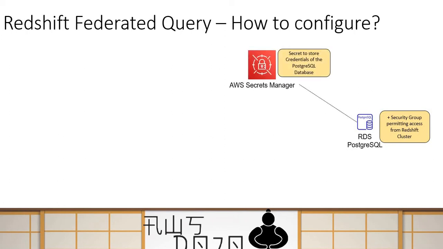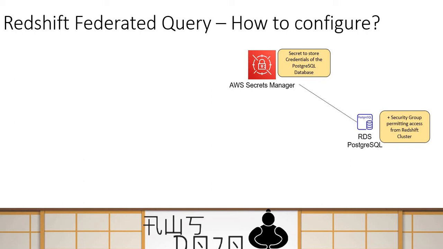Then you configure a secrets manager because your Redshift cluster is going to talk to the RDS database, and in order to authenticate, it needs to know a login name and password to that database. And for that, we can use a secrets manager. So in a secrets manager, you create a secret where you keep the credentials of this PostgreSQL database. So the login and password of your PostgreSQL database you keep inside the secrets manager.